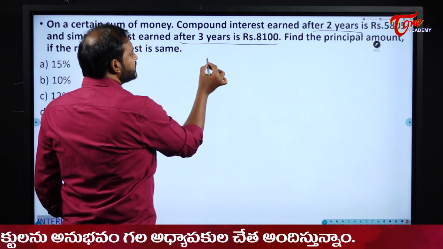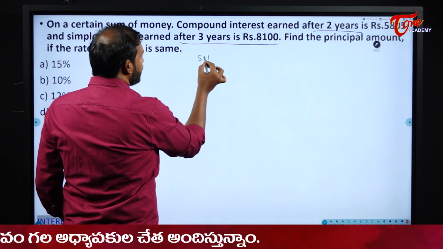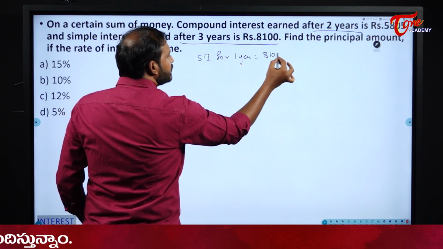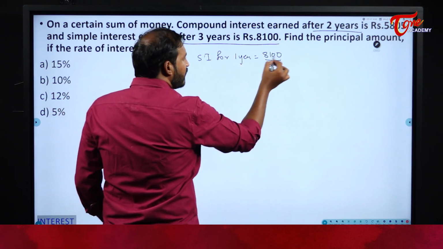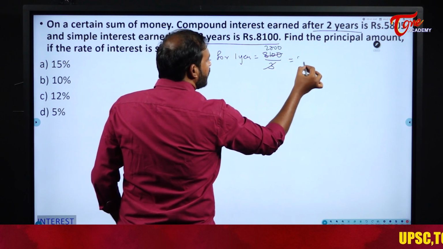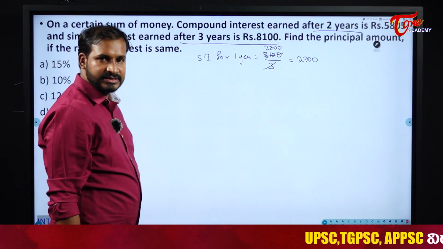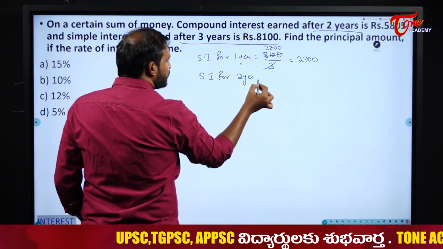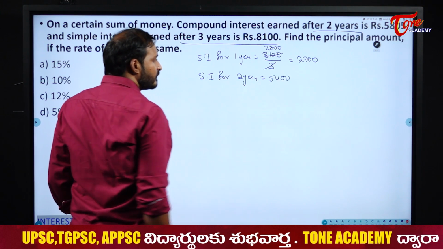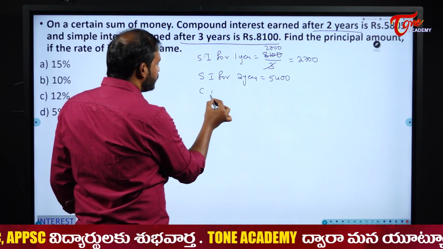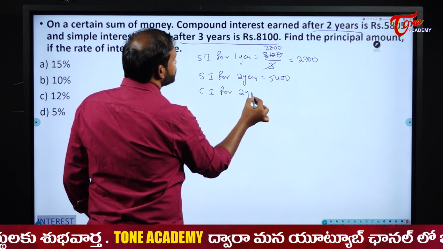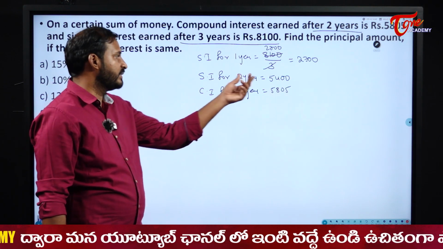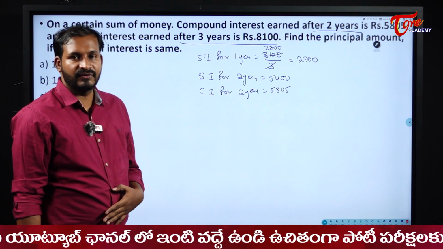Now please see here. For 3 years, what is the interest? 8100, right? So SI for 1 year, what does it become, students? 8100 by 3, so this will become 2700. For 1 year, the interest earned in simple interest is 2700. Now what will be the simple interest for 2 years? 5400. And they have given compound interest for 2 years. What is the compound interest for 2 years, students? 5805. So you have simple interest for 2 years and compound interest for 2 years.